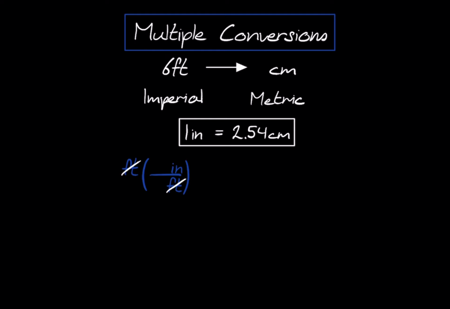Now we use the inches to centimeters conversion factor, and because we have inches on top in the previous conversion factor, here we put inches on bottom so that it cancels out. So we put centimeters on top and inches on bottom. Now the inches cancel out, leaving our answer in centimeters. Now let's insert the numbers. We have 6 feet from the question, and 12 inches for 1 foot, and 2.54 centimeters for every 1 inch.